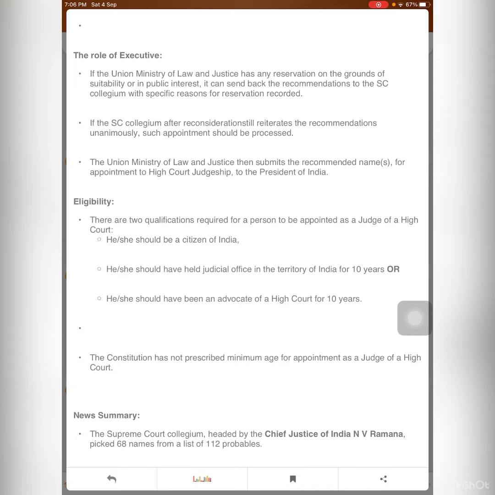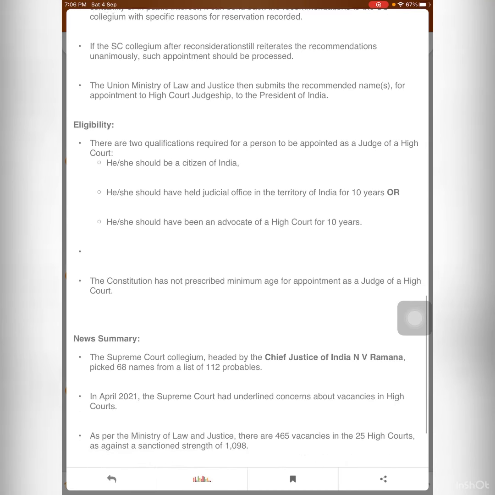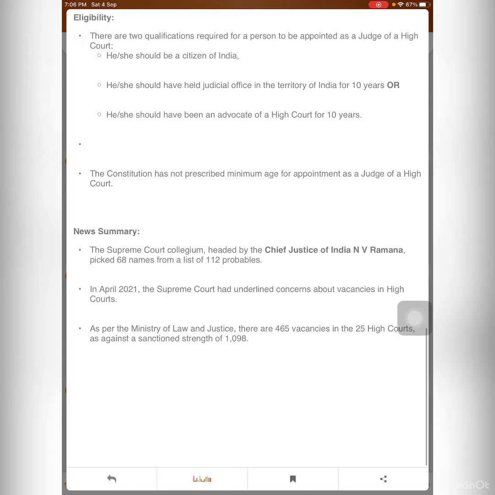Eligibility. There are 2 qualifications required for a person to be appointed as a judge of a High Court. He/she should be a citizen of India. He/she should have held judicial office in the territory of India for 10 years, or he/she should have been an advocate of a High Court for 10 years. The Constitution has not prescribed a minimum age for appointment as a judge of a High Court.